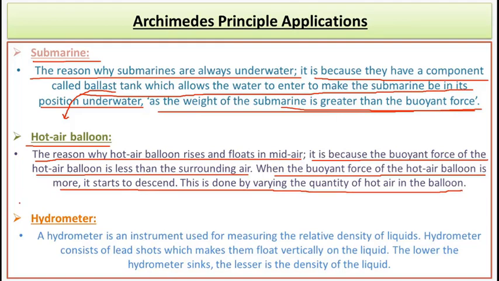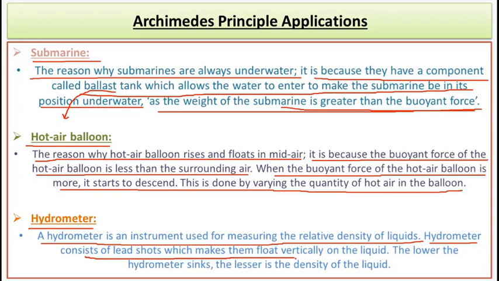Now let's understand about a hydrometer. A hydrometer is an instrument used to measure the relative density of a liquid. A hydrometer consists of a lead shot which makes it float vertically in the liquid. The lower the hydrometer sinks, the lesser is the density of the liquid. I will discuss the hydrometer once again when I discuss relative density.